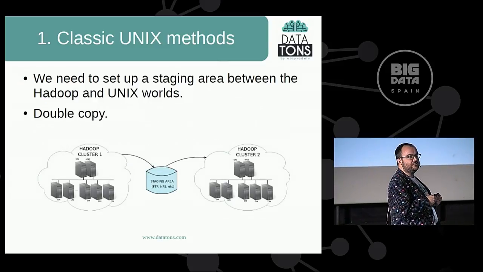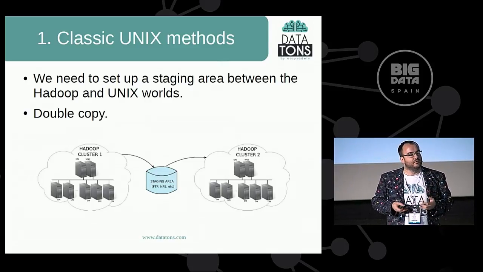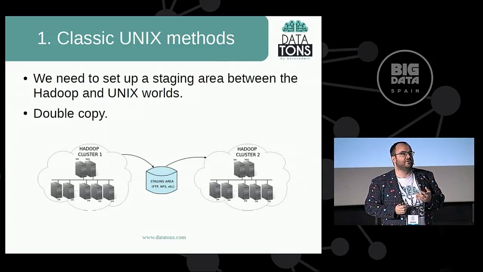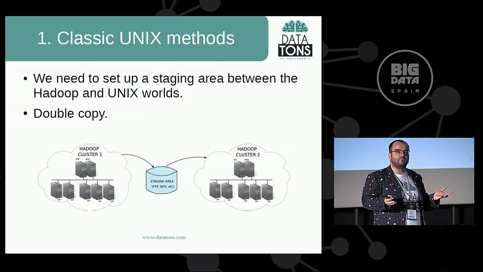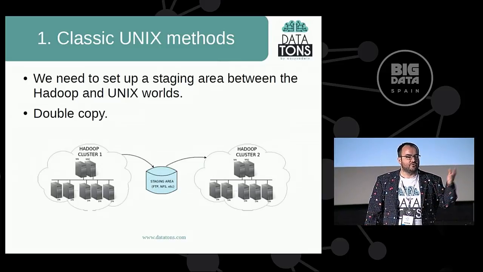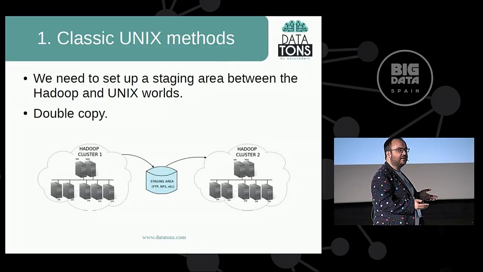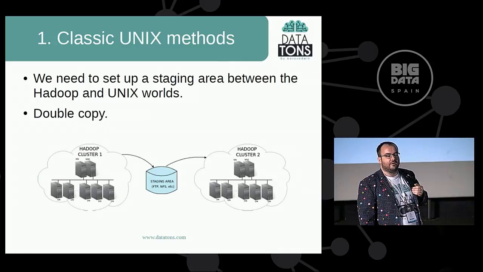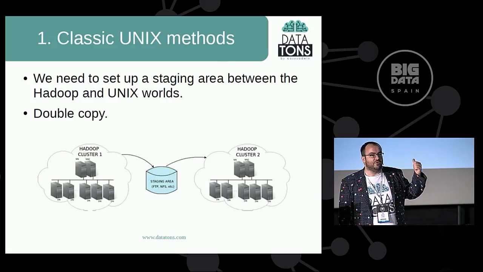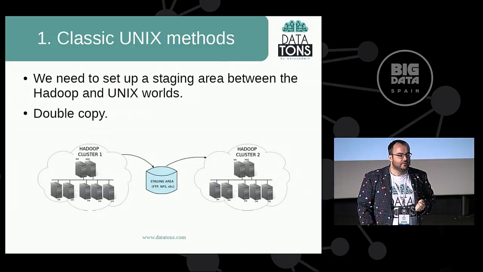So why do we need to set up the staging area? Basically because Unix only understands about files, okay? So it needs to have a way of accessing that Hadoop information. Most of the time, you just have, I don't know, a cabin, NFS server, file server, whatever. You just download the data there, even using just HDFS get, put it into the staging area, and then you just copy that to the end platform, okay? As you can see, we need to do a double copy here, okay? And that's an issue because we double the transfer times.